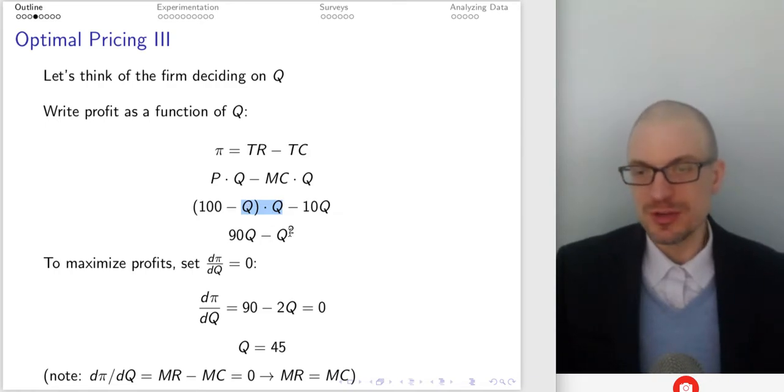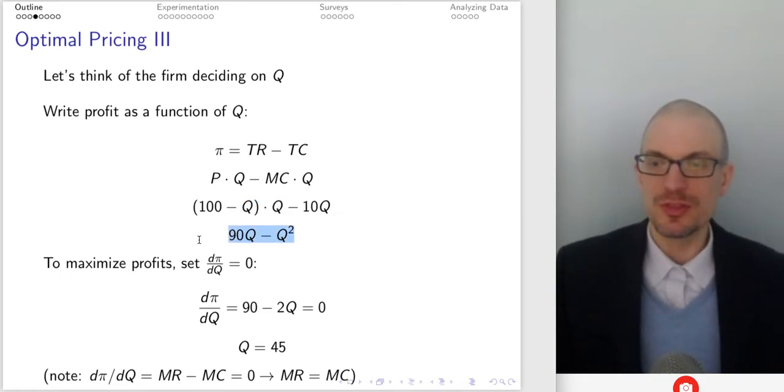Negative Q times Q is Q squared. And then I'll take the derivative to maximize profits, right? So this is going to be 90 minus 2Q, because the derivative of this with respect to Q is just the constant. It's just 90. The derivative of this, you bring the exponent in front, reduce the power by 1, and so this will be 2Q to the first. That's this right here.